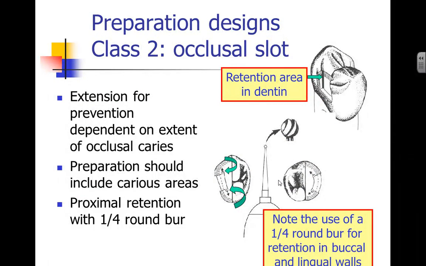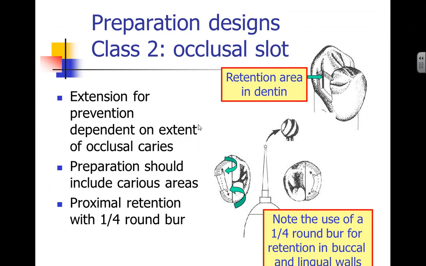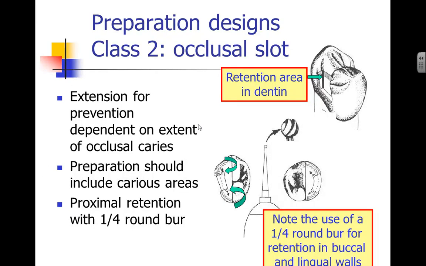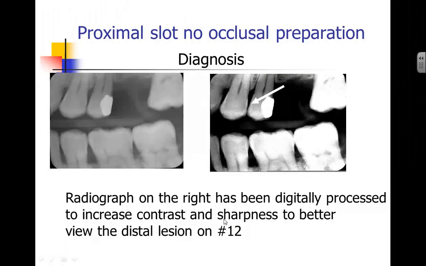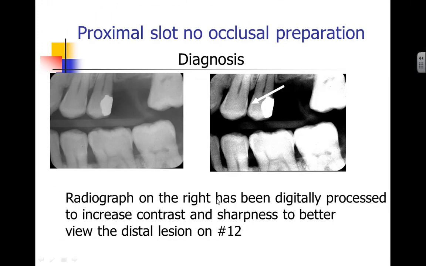So extension for prevention for this preparation depends upon the extent of the occlusal caries. For the occlusal access proximal slot, our extension for prevention may be a sealant. We want to include all carious areas, and our proximal retention would be into the buccal and lingual walls using a quarter round burr. And the proximal slot may not need an occlusal preparation.